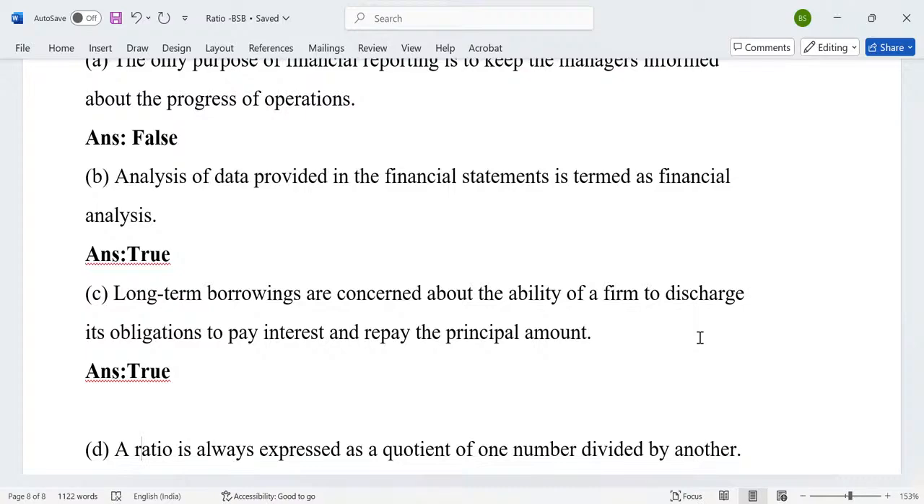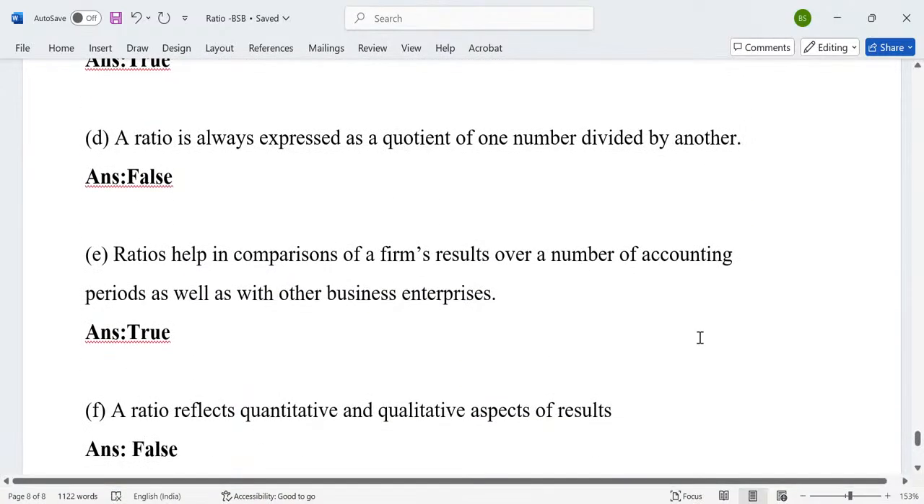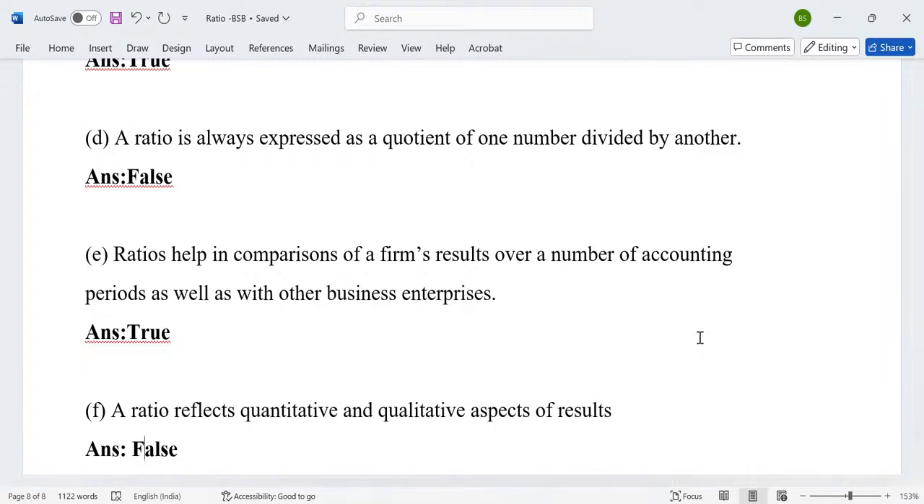Long-term lenders are concerned about the ability of the firm to discharge its obligation to pay interest and repay the principal amount. Answer is true, because in the long term we are taking the long-term loan, we are paying the installment as well as the principal and interest. D. Ratio is always expressed as a quotient of one number divided by another. Answer is false. It is numerator and denominator, not quotient.